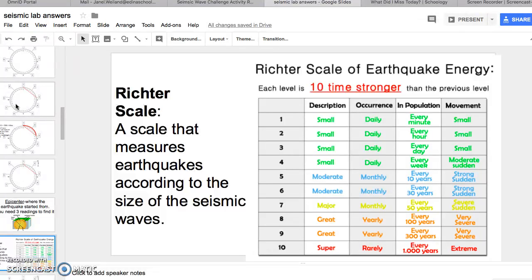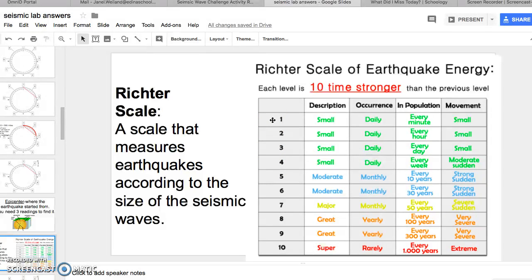the previous earthquake number. So for example, if I have an earthquake at a 1, a 2 is 10 times stronger than a 1 earthquake. However, a 3 is 100 times stronger than a level 1 earthquake. And a 4 earthquake is 1,000 times stronger than a level 1.